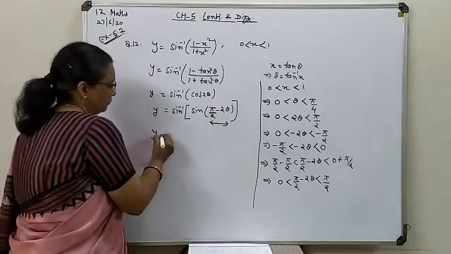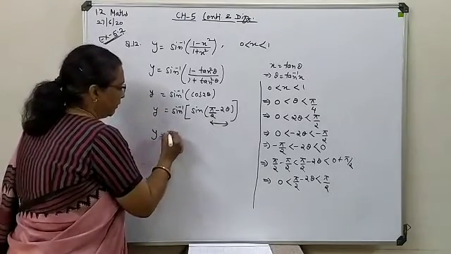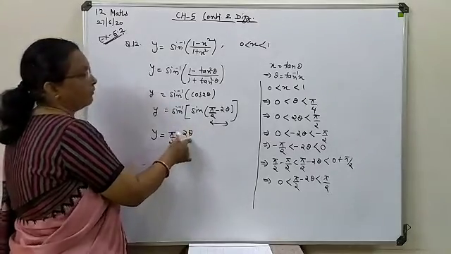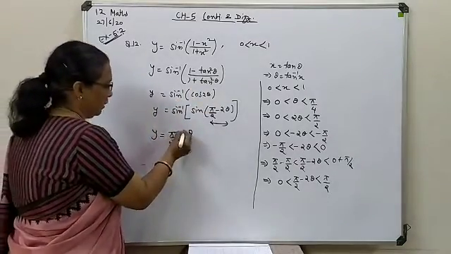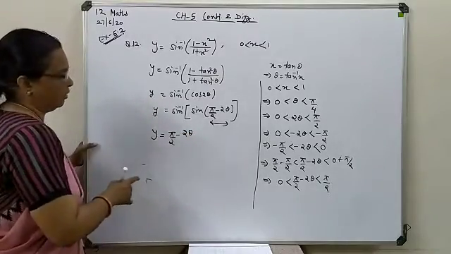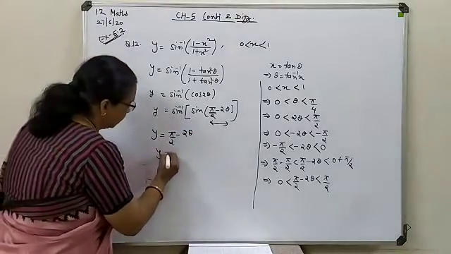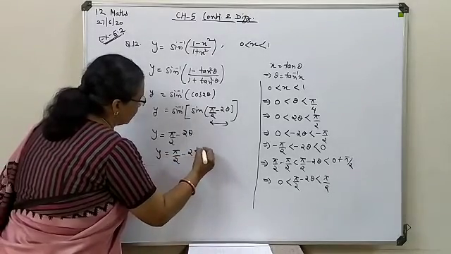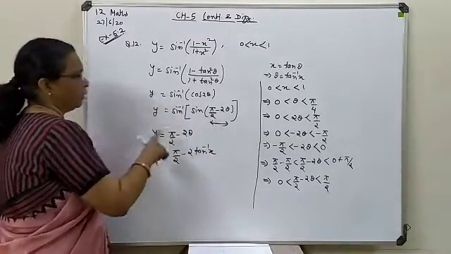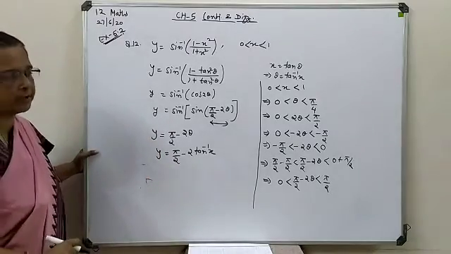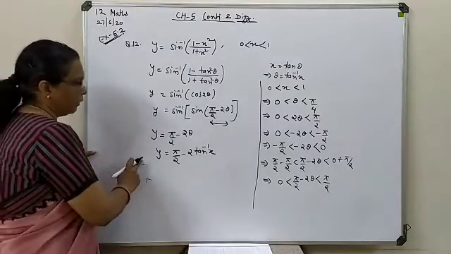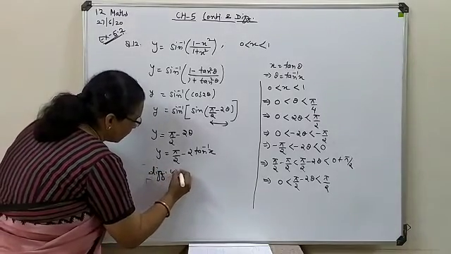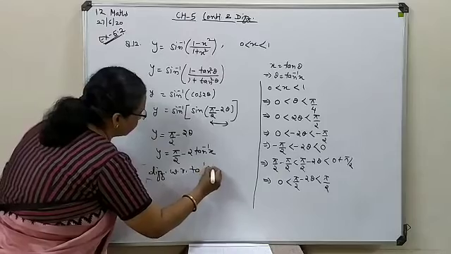So only the angle will be left with you. Here theta again we have to replace in terms of x, without this its differentiation is not possible. So here this will be pi by 2 minus 2 tan inverse x. Now your question is ready for differentiation with respect to x. Now differentiate with respect to x.